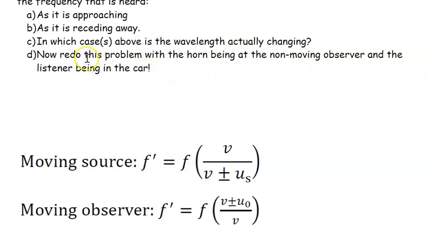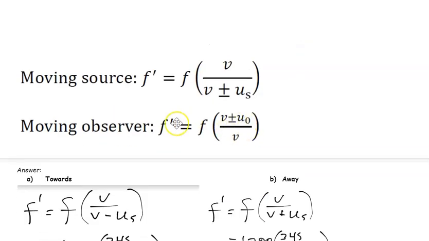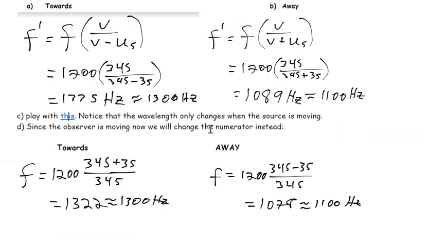Okay, D asks you to redo the problem with the car not moving, I guess. Now redo the horn at the non-moving observer and the listener being in the car. So I guess you had two cars, one car's honking the horn and the listener is now in a car that's moving, and again at 35. So now we're going to use this lower equation, the moving observer. This one's a little more straightforward. When they're going towards, you use the plus because you're messing with the numerator. So if you want a bigger number, right, you get that.